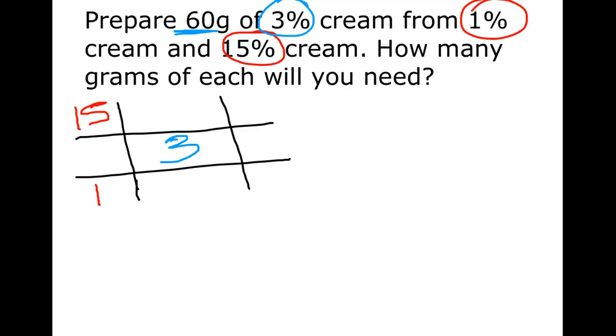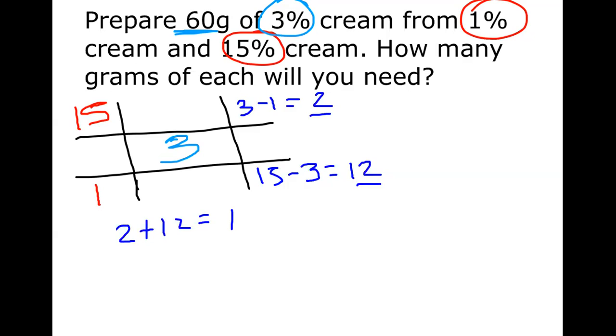Now we're going to subtract 15 minus 3, and that would be 12. And then on our top right corner, we want 3 minus 1, which will give us 2. Now our total parts, we have to add the 2 plus the 12. So 2 plus 12 will give us 14.